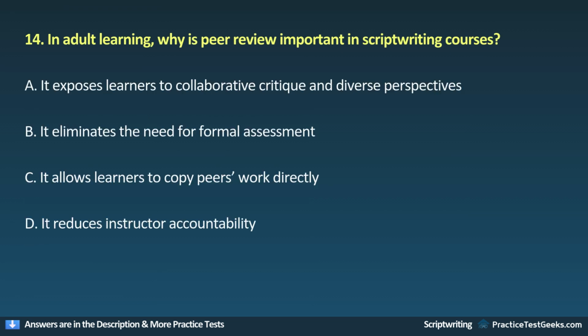14. In adult learning, why is peer review important in scriptwriting courses? A. It exposes learners to collaborative critique and diverse perspectives. B. It eliminates the need for formal assessment. C. It allows learners to copy peers' work directly. D. It reduces instructor accountability.